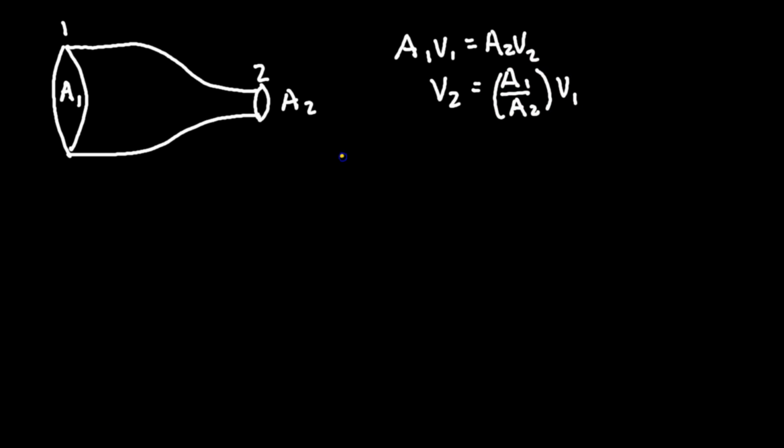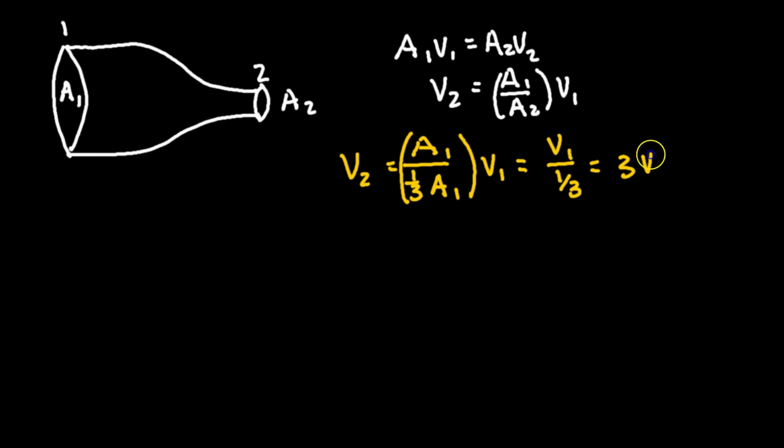Now, if A2 is 1/3 of A1, what is V2? So we're going to do a little substitution here. We have A1, and for A2, we're going to substitute 1/3 A1. And when we do that, you'll notice that the A1s will cancel. That gives us V1 over 1 over 3.